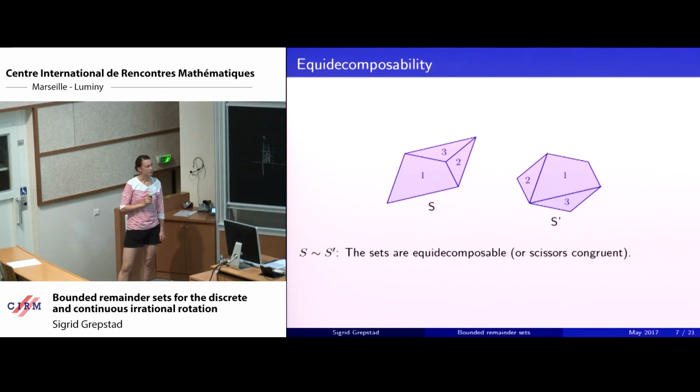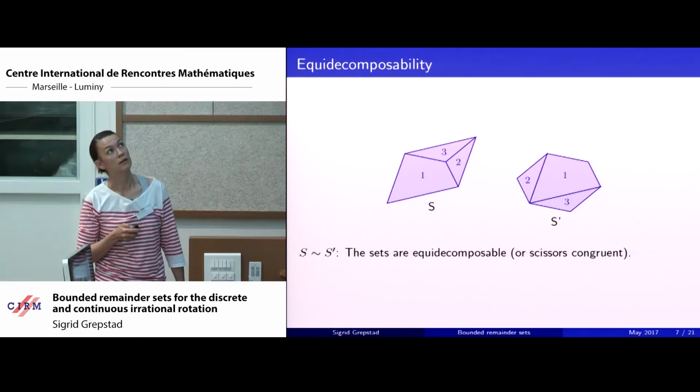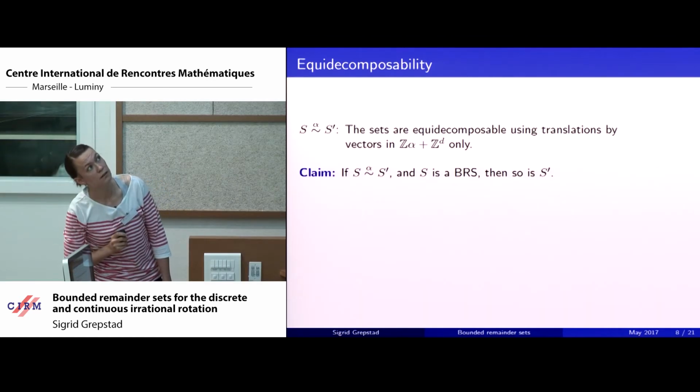And finally, I will not be interested in general equidecomposability, but rather restricted equidecomposability, where I'm not allowing all rigid motions. So for instance, in my drawing here, I'm using only shifts. There are no rotations involved. Now, the specific type of restricted equidecomposability that I will be interested in is the following.